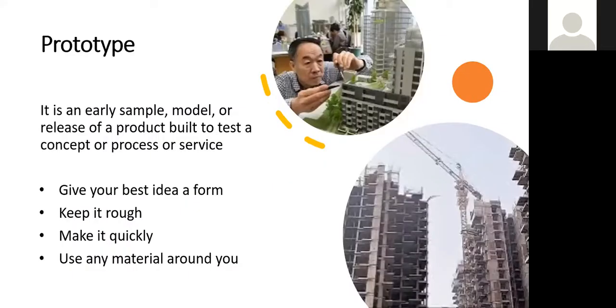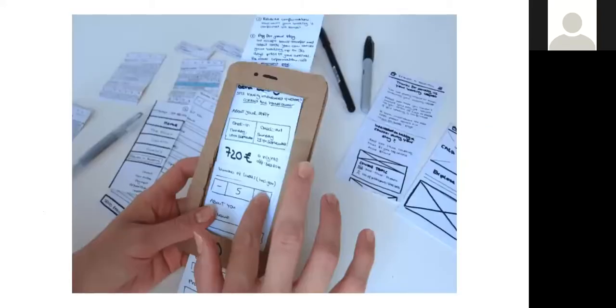So how does it work? These are a few of the pictures which I have pulled in from the internet. For example, if you're trying to create an app, you just take a small cardboard, add a few of these features, and then go to the end user and seek their feedback around it, and let them respond.